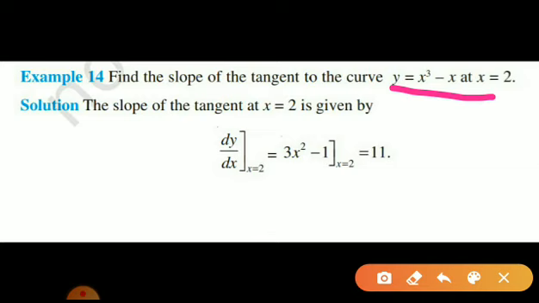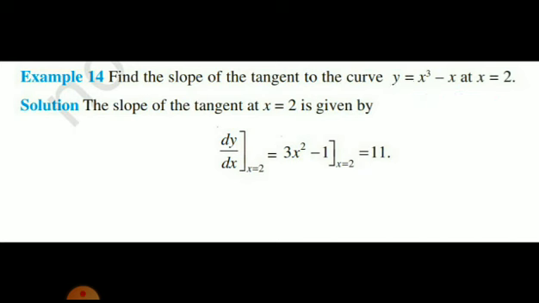If we want to find the slope, we have to find dy by dx. dy by dx is nothing but the slope of the tangent. First consider y equal to x cube minus x. Then dy by dx is 3x square minus 1. At point x equal to 2, the answer is 11. So the slope of the tangent at x equal to 2 is 11.